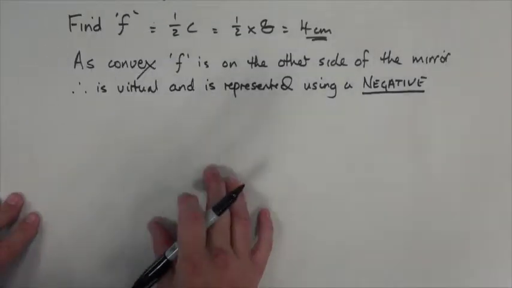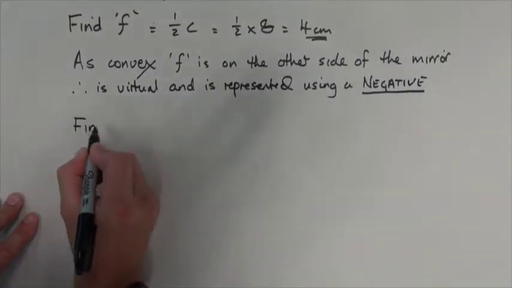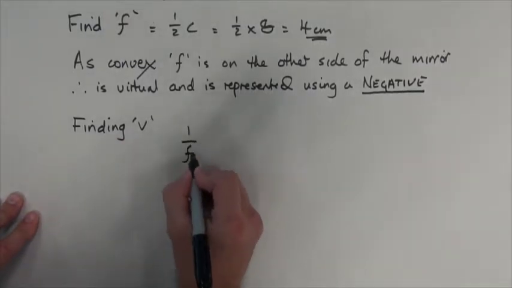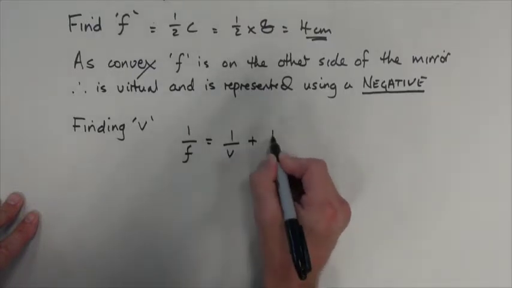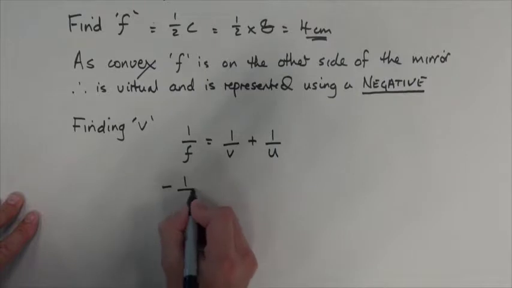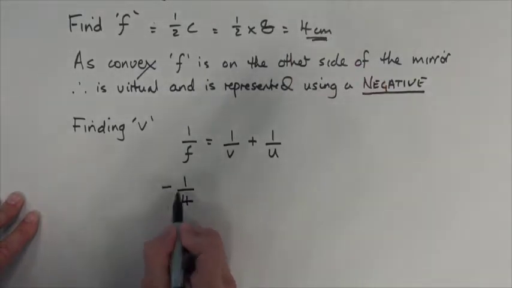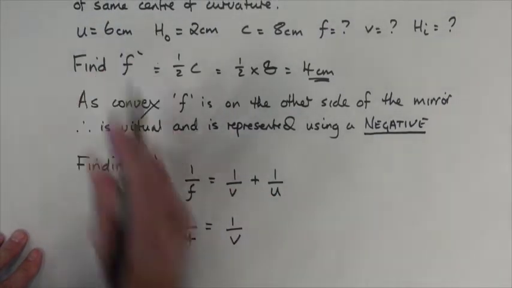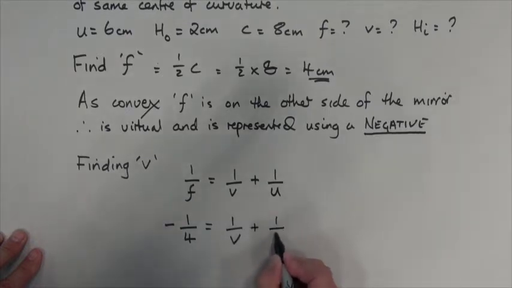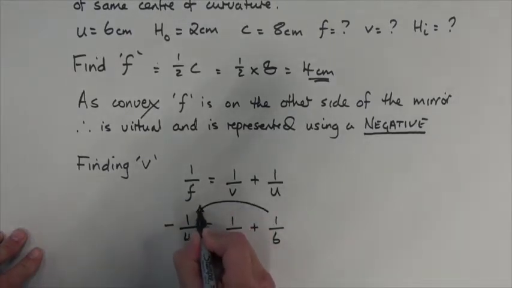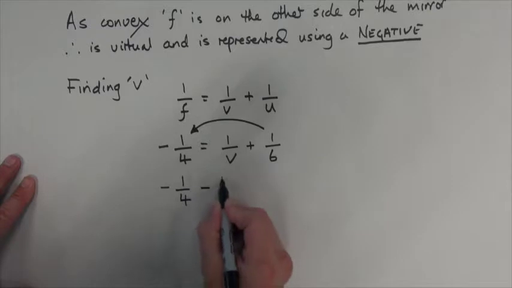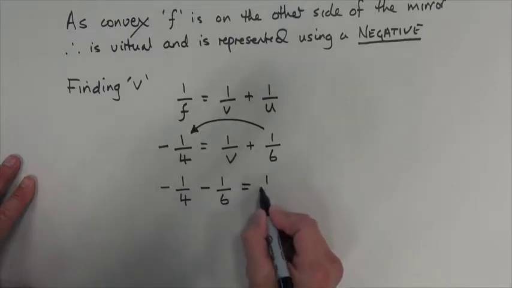Okay, so from here we're going to calculate v. Remember, v is the distance of the image from the mirror. When we're finding v on a convex mirror, it's going to be virtual. So we use the formula 1 over f equals 1 over v plus 1 over u. We know that f is 4, but remember it's got to be negative because it's virtual. We're finding v, and we know that u from our question is 6 centimeters, so it's 1 over 6. I take the 1 over 6 to the other side, so I get negative a quarter minus a sixth, which will give me 1 over v.